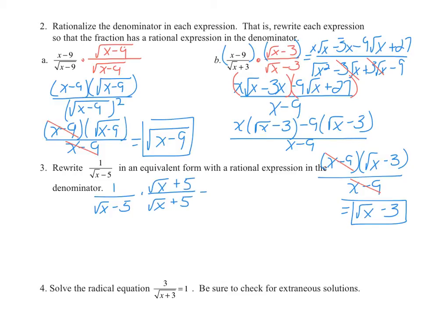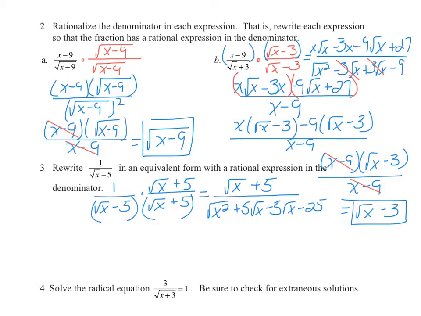Okay, on the top, 1 times radical x plus 5 is radical x plus 5. In the denominator, I have 2 binomials that contain radicals, so I'm going to do double distributive property and get radical x squared plus 5 radical x minus 5 radical x minus 25. All right, the 2 terms in the middle cancel out like they should when I multiply by the conjugate, so let's see what I have.